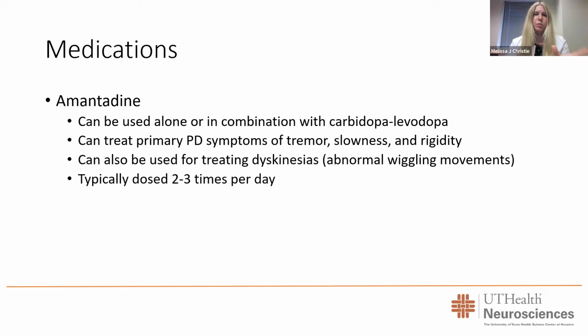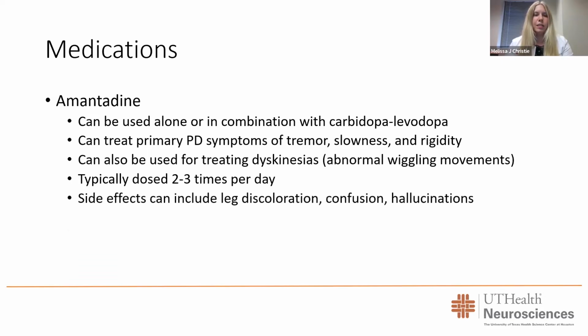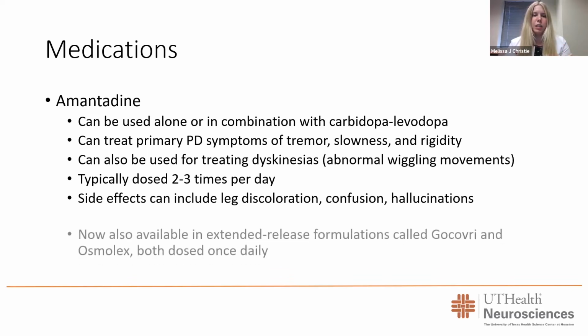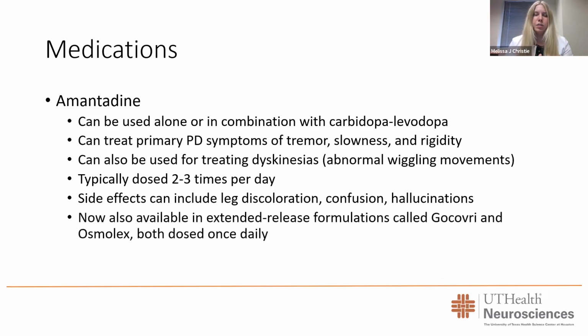This is typically dosed between 2 to 3 times per day, but it can be given at the same time as carbidopa, levodopa. And side effects can include leg discoloration, but again, confusion and hallucination. So this medication, I do have some older patients on it that we're trying to treat the dyskinesias. But if it's just for the main symptoms of Parkinson's, usually I do not use it in patients over the age of 70, since there's other options that are less likely to cause the confusion and hallucination side effects.